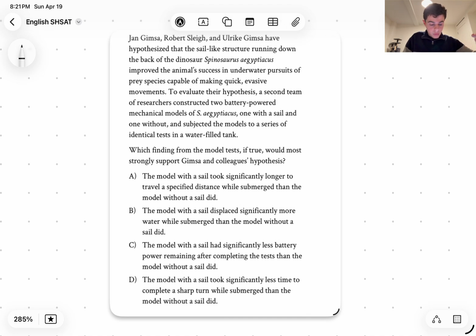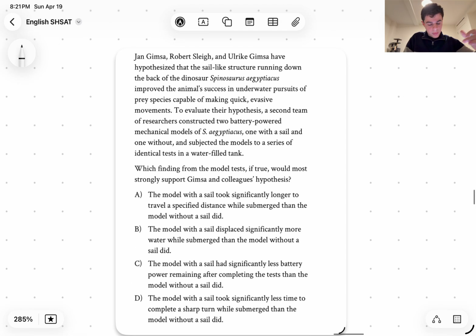So let's look at our answer choices. A, the model with a sail took significantly longer to travel a specified distance while submerged than the model without a sail did. Well, let's think about that. That wouldn't make sense, right? Because the whole thing that they're trying to say is that, let's see this, the sail-like structure improves the animal's success. So it wouldn't make sense that it took significantly longer with a sail than without a sail, right? That's actually the opposite, and we're trying to strongly support them. So that's why A is incorrect.